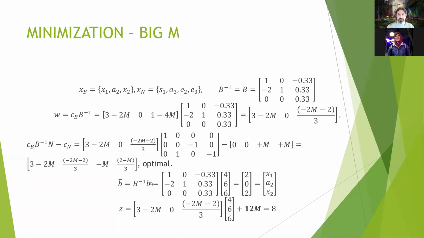This is B inverse times the original B, which is going to be 202 for x1, a2, and x2. A2 is 0, so we have no problems there. Okay, we are cool in that, but we have to calculate the Z value as well. Now, while we are calculating the Z value, we already know the left-hand side values. So we just have to multiply the W value by the 466.